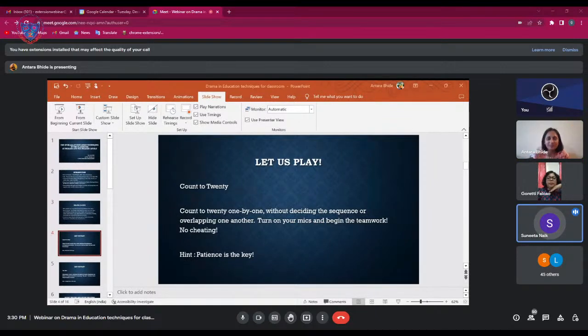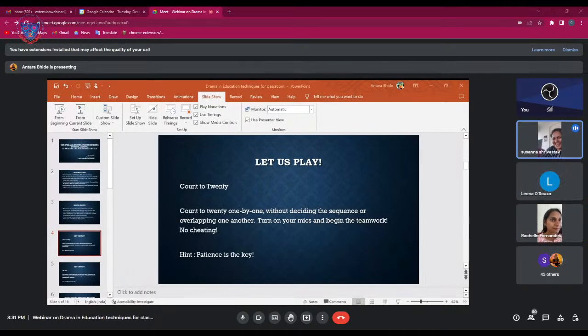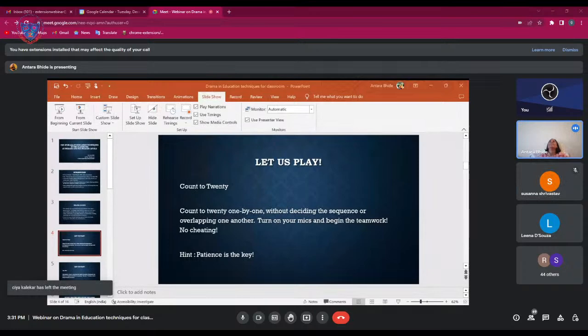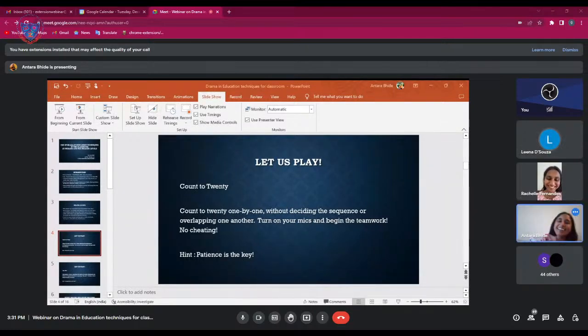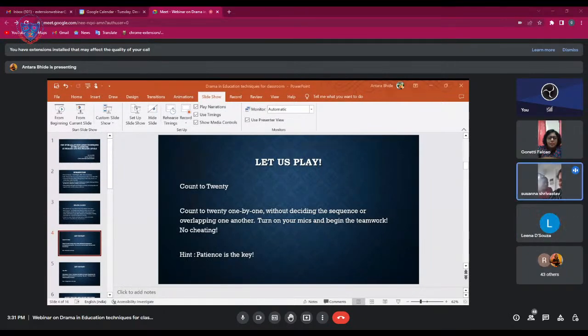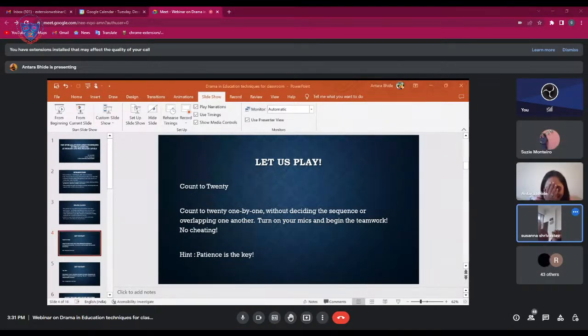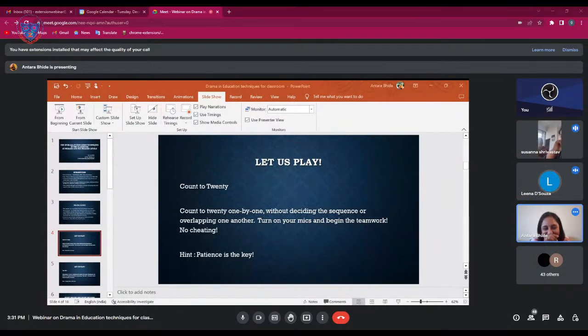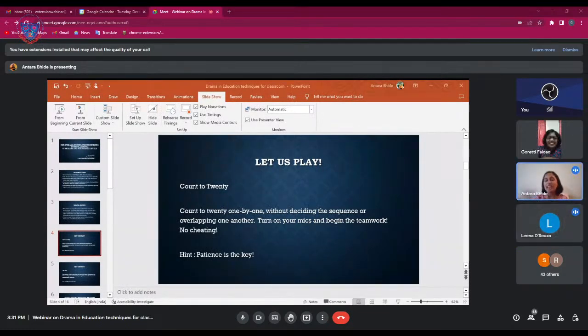Ready to play the game? You all know the rules. You can start. One, two, three, four, five, six, seven, eight. No. That's cheating. What we have to do is one person will say one, the other person will say two without deciding who the next person is going to be. One person cannot say all the numbers. How is that a team engagement? Good, yes. Two, three, five, three, four. You have skipped four. Okay, start again.